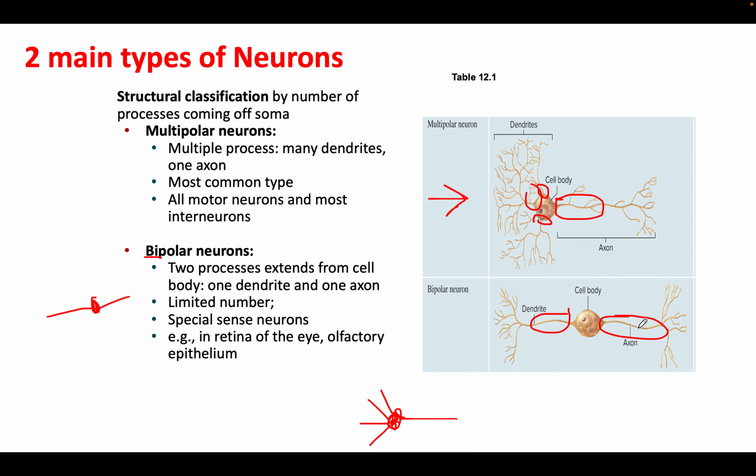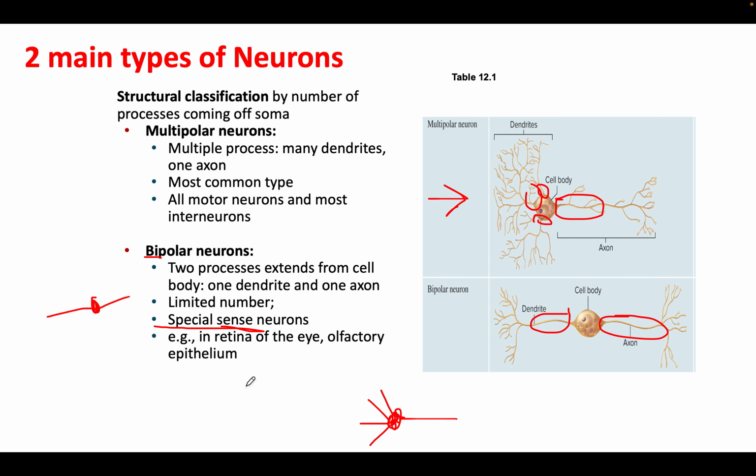Now, a lot of these neurons are for our senses, right? Our special senses. So things for our eyesight, for our sense of vision, for our sense of smell, our sense of taste. A lot of these are bipolar neurons. So one of the layers of our retina contains cells that are called bipolar cells or bipolar neurons.